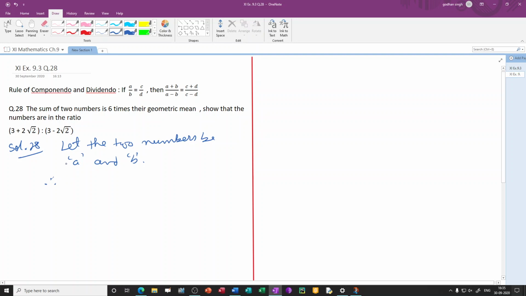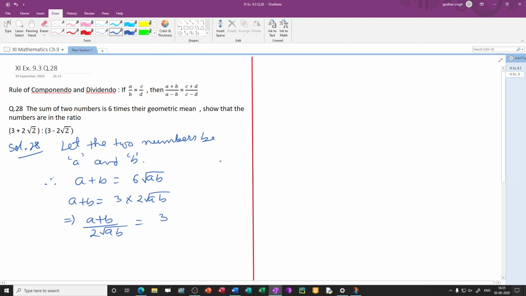So this is the answer of question number 27. Now, the sum of the two numbers, that means a plus b, is equal to 6 times their geometric mean. What is the geometric mean of two numbers a and b? That is root ab. So a plus b will be 6 times root ab. Now this we can write as a plus b equal to 3 into 2 root ab. This implies a plus b over 2 root ab equal to 3.